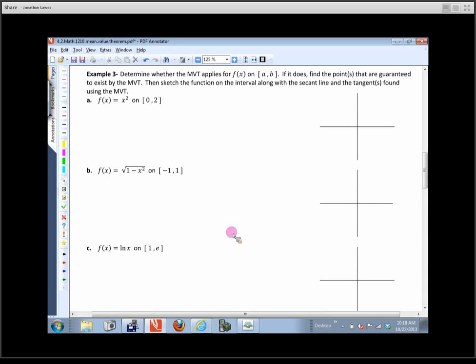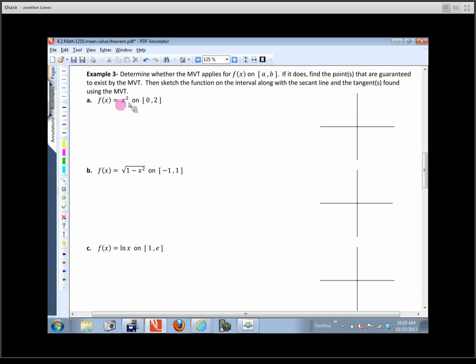Okay, example 3 says, determine whether the mean value theorem applies on the closed interval. If it does, find the point or points that are guaranteed to exist by the mean value theorem. Then sketch the function on the interval along with the secant line and the tangent lines found using the mean value theorem. So, real easy function to start off with. Let's see, did I change this one at all? I don't think so. I think that's the way it was.